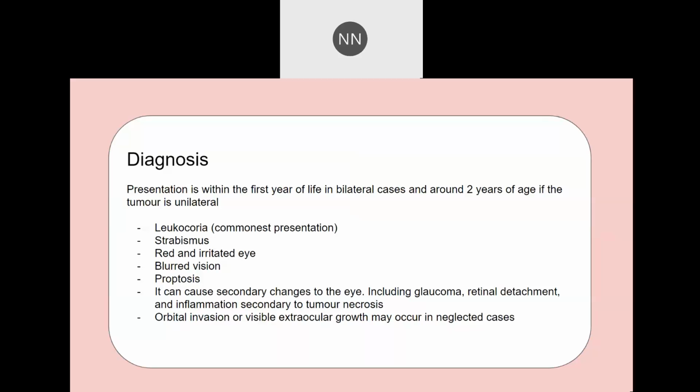Okay, presentation is within the first year of life in bilateral cases and around 2 years of age if the tumor is unilateral. So the signs we can see are leukocoria, which is the commonest presentation, strabismus, red and irritated eye, blurred vision, proptosis, and it can cause secondary changes to the eye, including glaucoma, retinal detachment, and inflammation secondary to tumor necrosis. And orbital invasion or visible extraocular growth may occur in neglected cases.